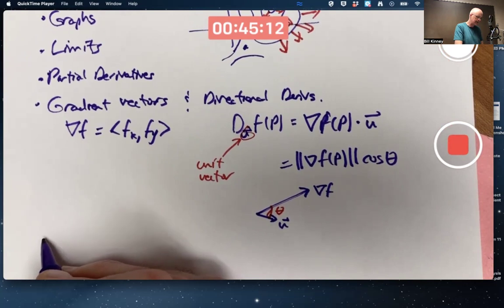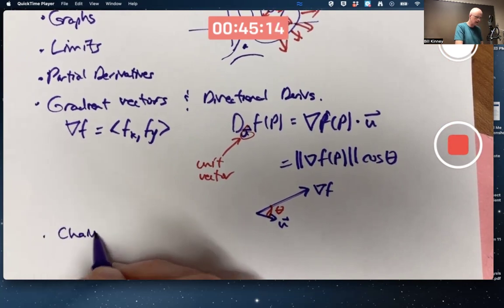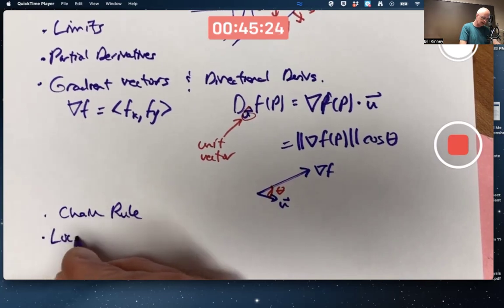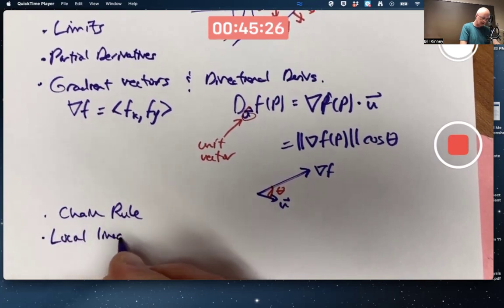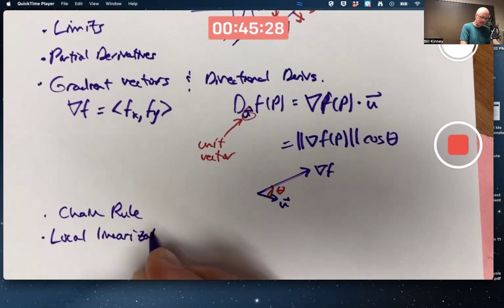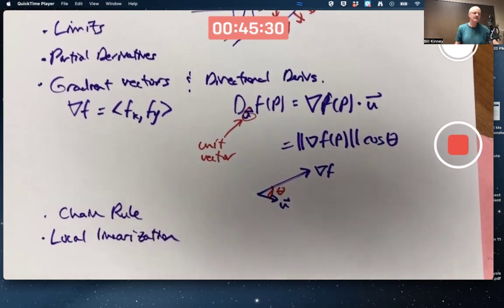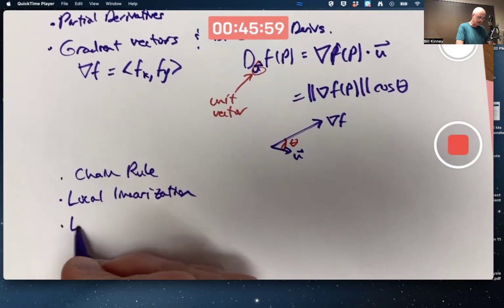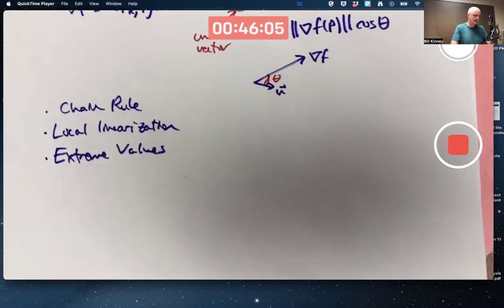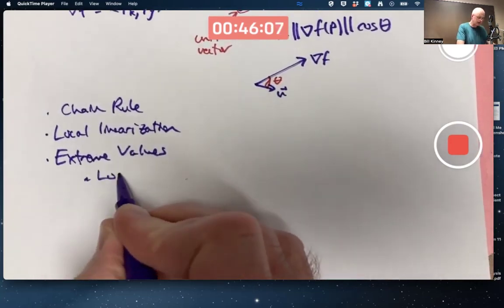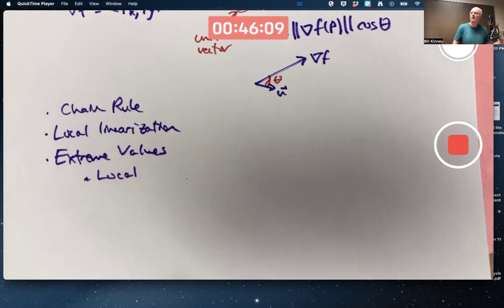miscellaneous topics, including the chain rule, local linearization, essentially linear approximation with tangent planes. And then the application was to extreme values. We got the local extreme conditions, where you take the partial derivatives, set them equal to 0, and solve for the critical points.